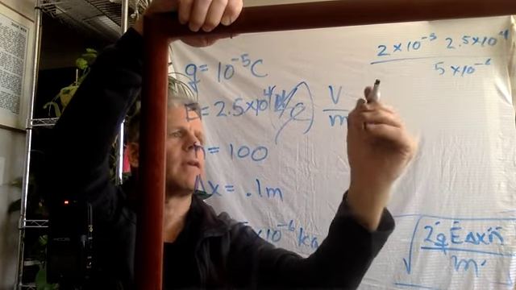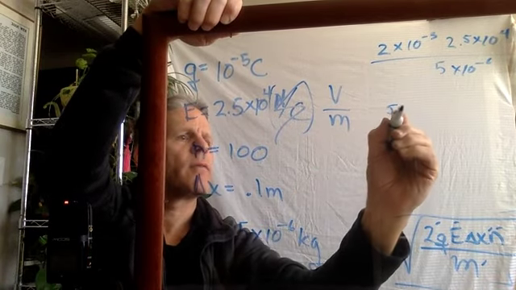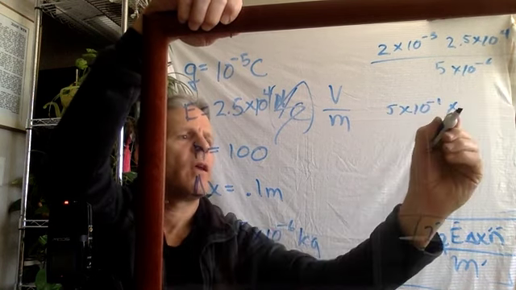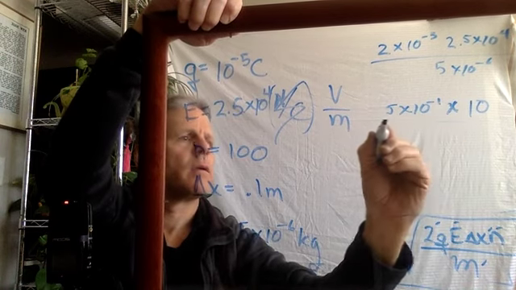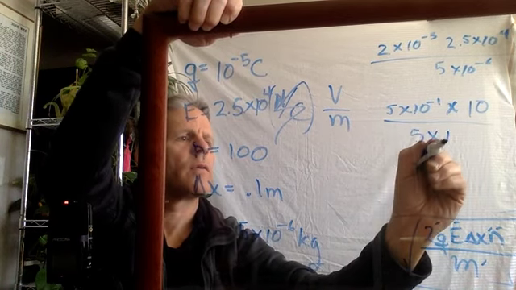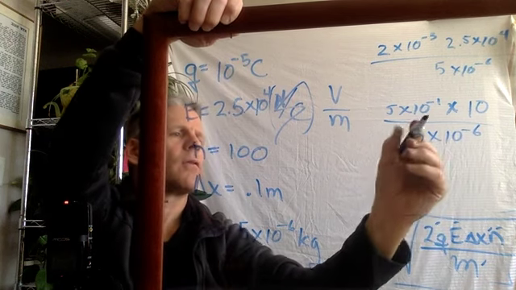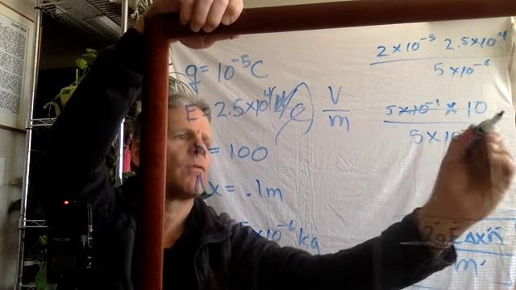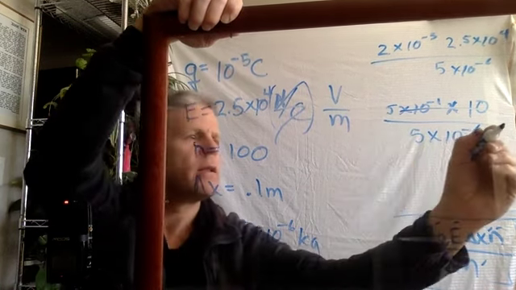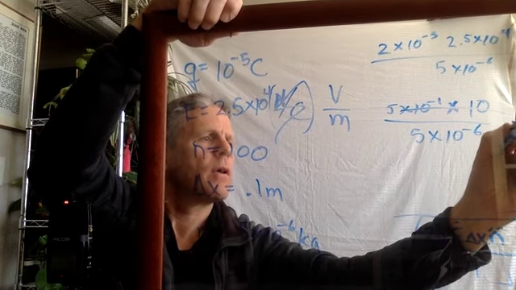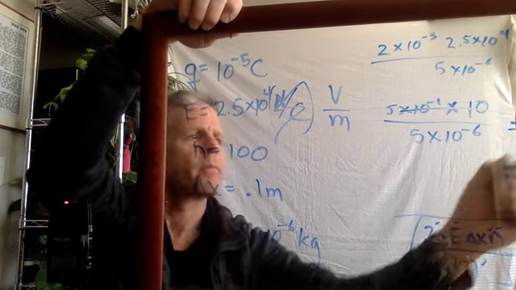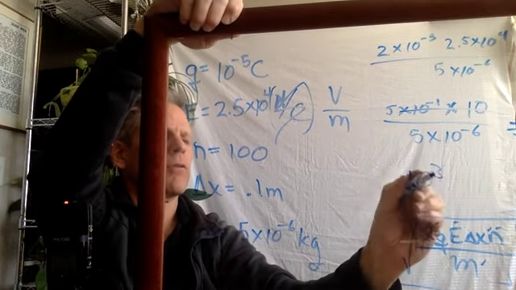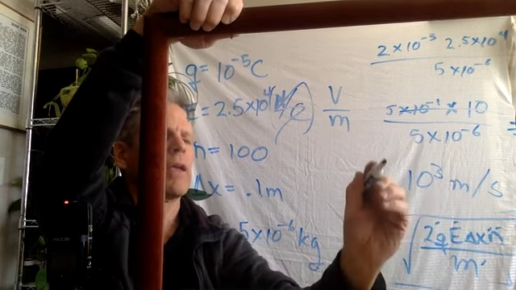So what do we have? This is 5 times 10 to the minus 1 times 10 over 5 times 10 to the minus 6. So this is just 0.5 times 10, which is just 5. So I'm going to cross that out. It's just 5. So this is 1 times 10 to the 6th. And now I'm going to pop our square root in there. And what does that equal? It equals 10 to the 3rd. So 10 to the 3rd meters per second.